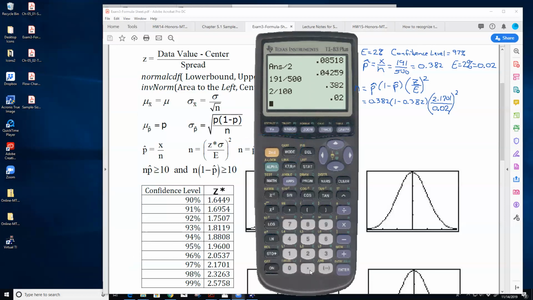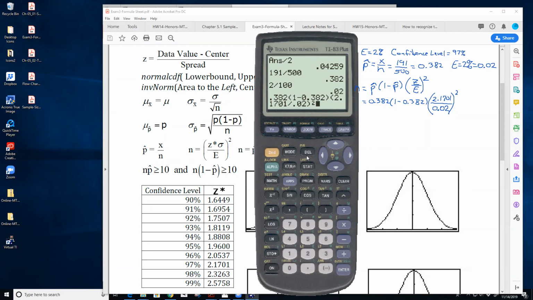So we'll punch in the 0.382. I'll do the left parenthesis. That's important. 1, subtract 0.382. Right parenthesis. That parenthesis is important. Now a left parenthesis. 2.1701. Hit the divide key, and we divide by 0.02, right parenthesis, and then hit the x squared key.